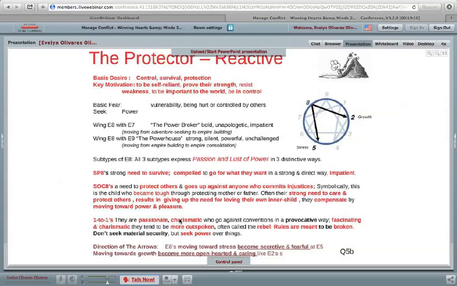Their basic fear is vulnerability. They don't want to be seen as vulnerable. Being hurt or controlled by others is not what they want. They seek power. They want to be strong.